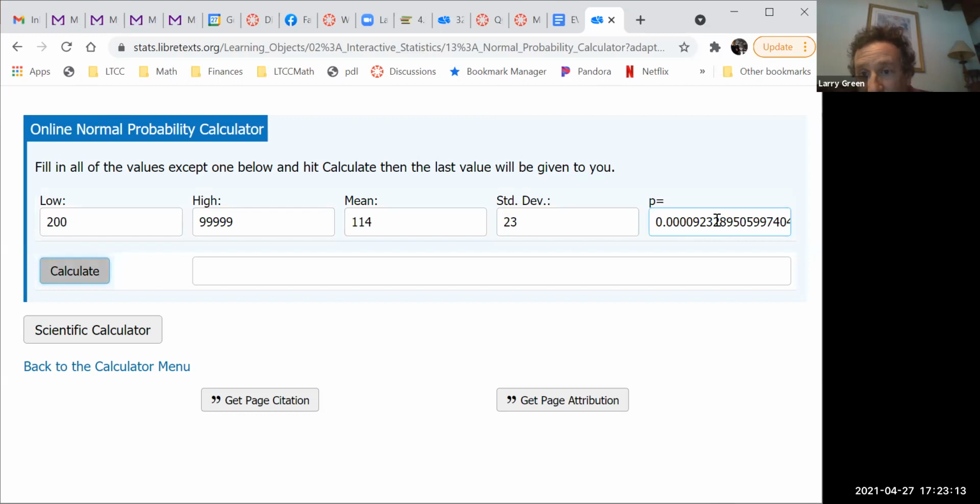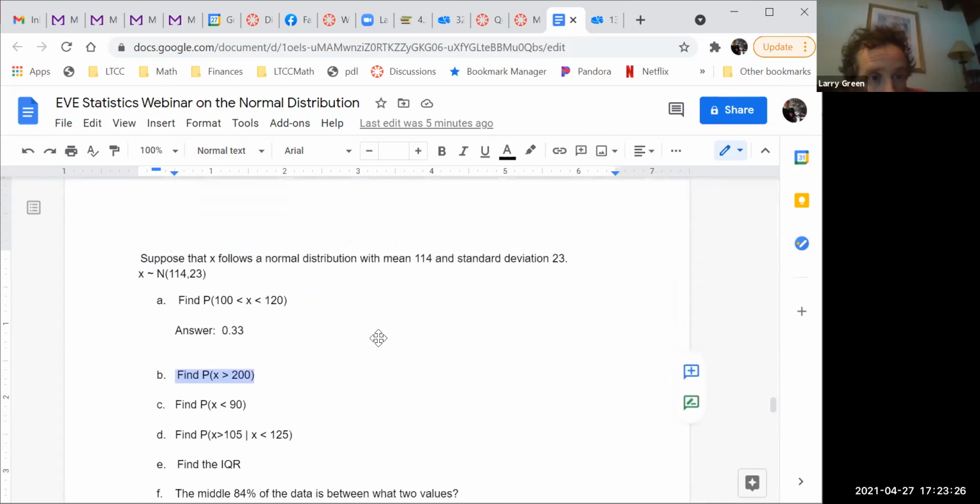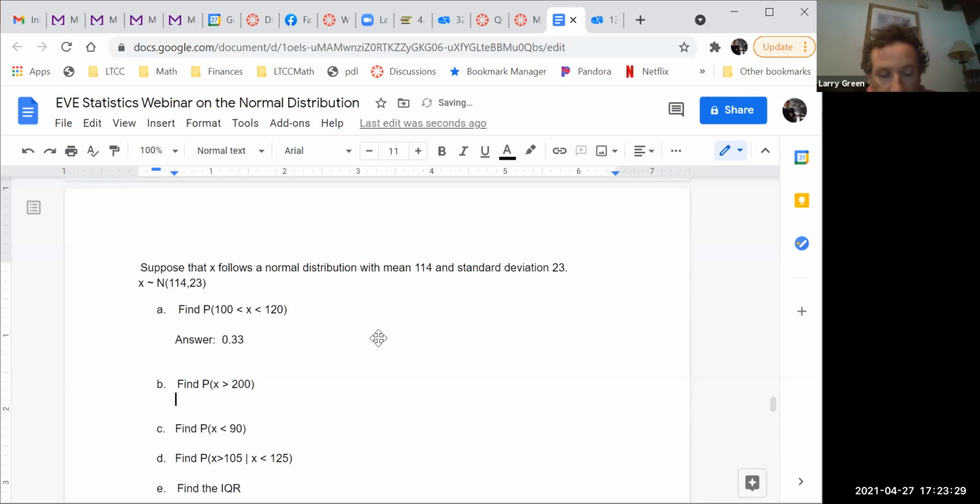Very small. In fact, I'll even copy and paste. So the answer is 0.00000923. Any questions at all on that? Okay, and you shouldn't be too surprised. 200 is a lot bigger than 114, seeing that the standard deviation is 23. One standard deviation above 114 is 137. You're not even close to 200. So that's why it's such a small probability.